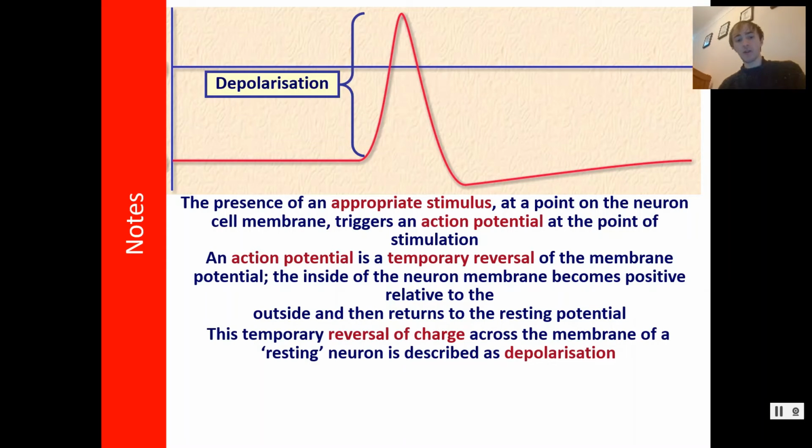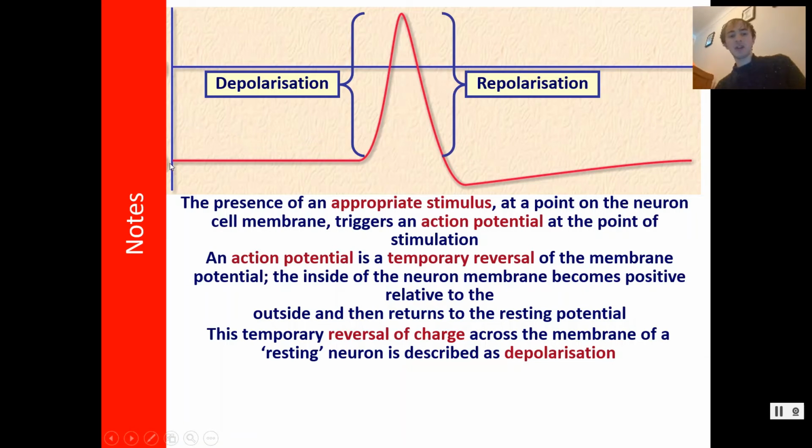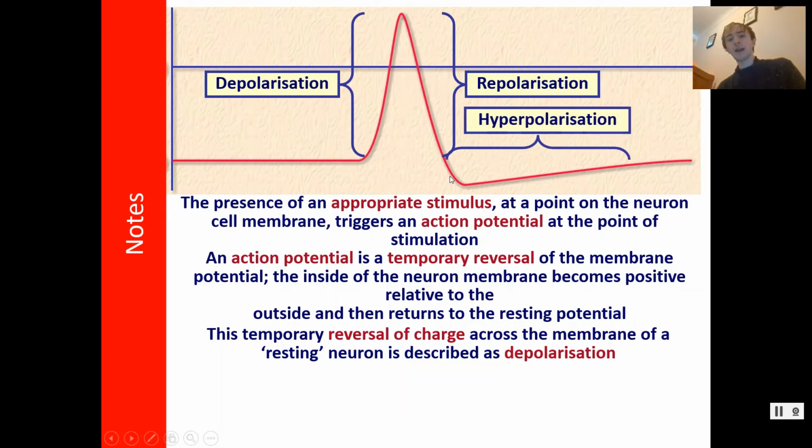temporary reversal of the membrane potential, i.e., usually the inside is negative relative to the outside. Suddenly, the inside becomes positive relative to the outside, so the outside becomes negative. That's called depolarization. So we start off at minus 70-ish, and we suddenly depolarize, and become more positive inside than outside, before eventually repolarizing, and occasionally hyperpolarizing. Basically going back to where we were before. Sometimes we go too far downwards and we have to bring it back to normal again.